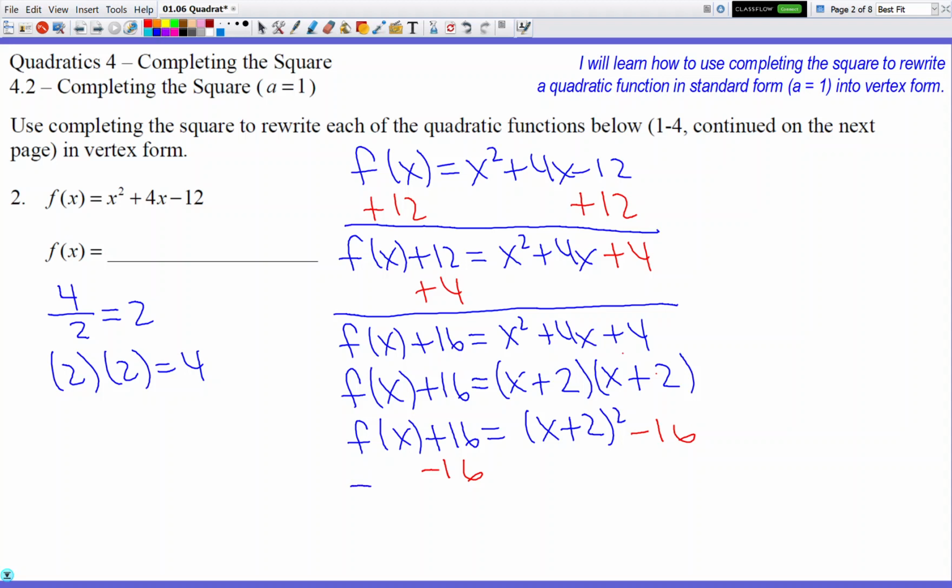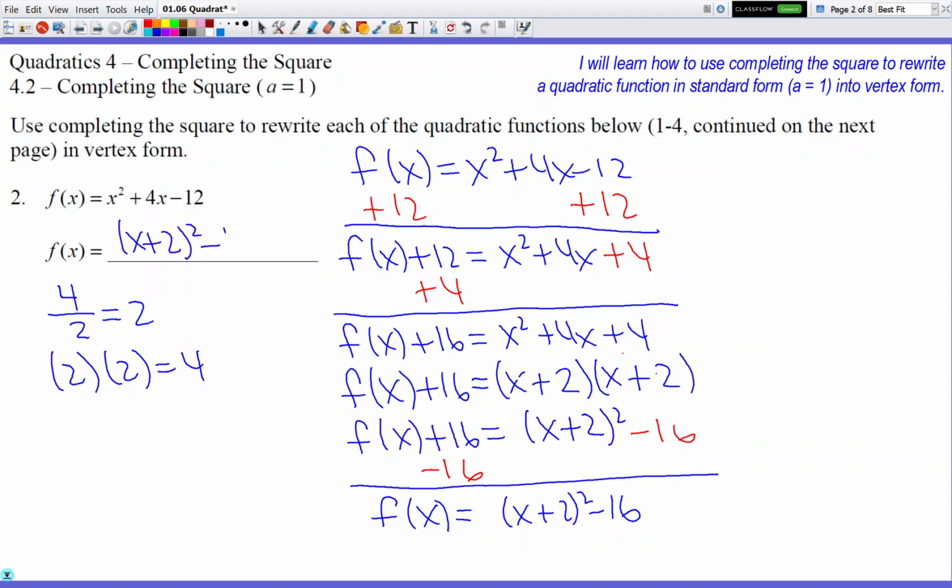I have f of x equals x plus 2 quantity squared minus 16. Okay, and there's my vertex form. So I'm going to write that on the line. X plus 2 quantity squared minus 16.